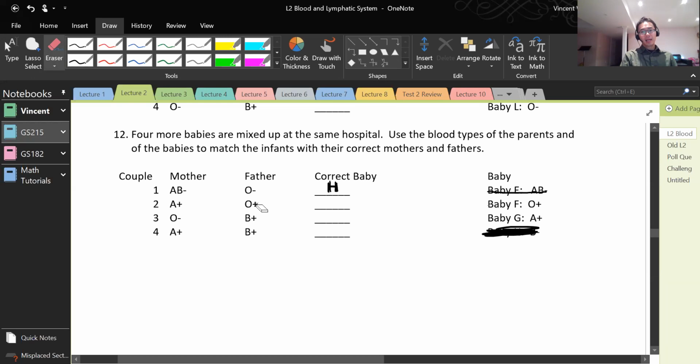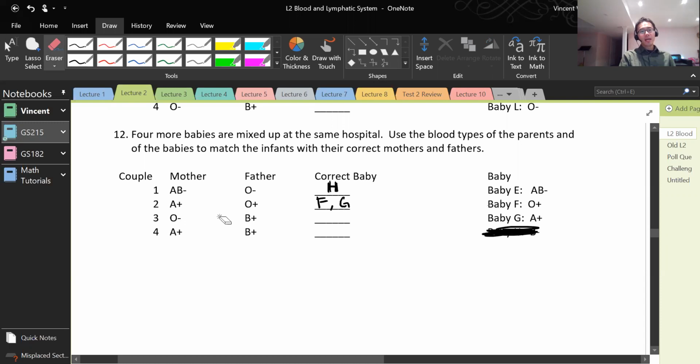Okay. And what about this one? Which one are we taking? Do we know which one is theirs based on the information we have so far? Not really, right? It could be F, it could be G. We don't know yet. Okay. So we're going to have to keep going to see if we can eliminate more candidates.